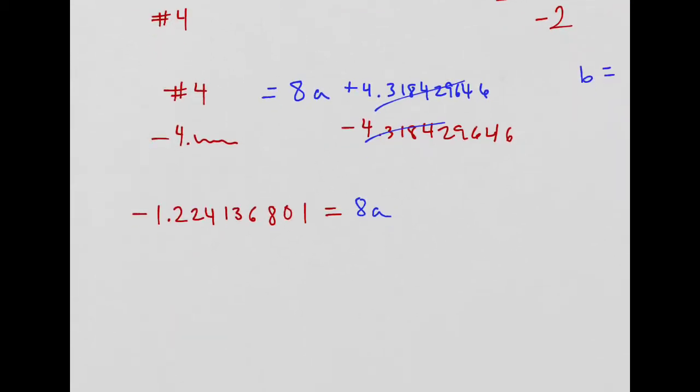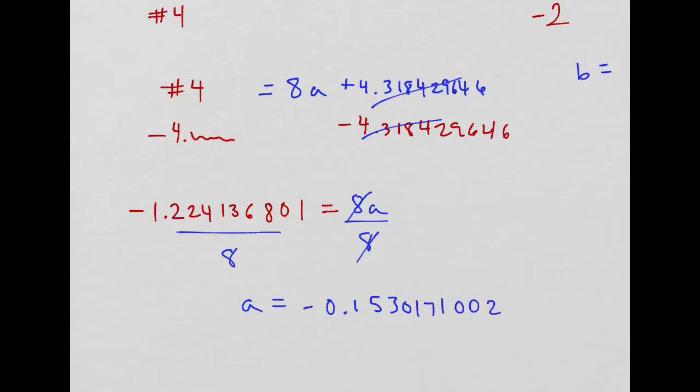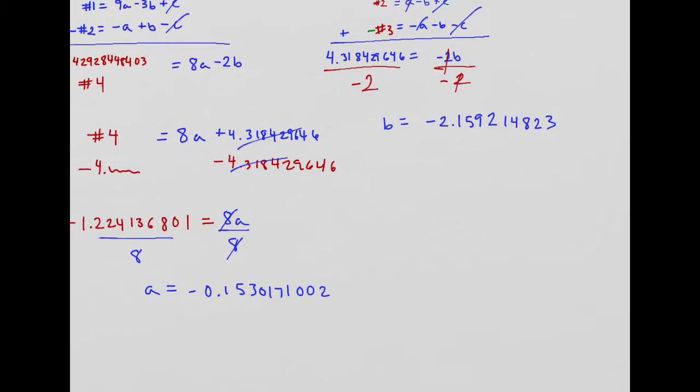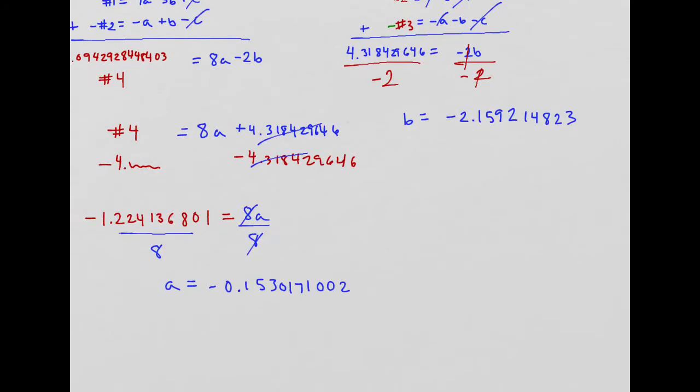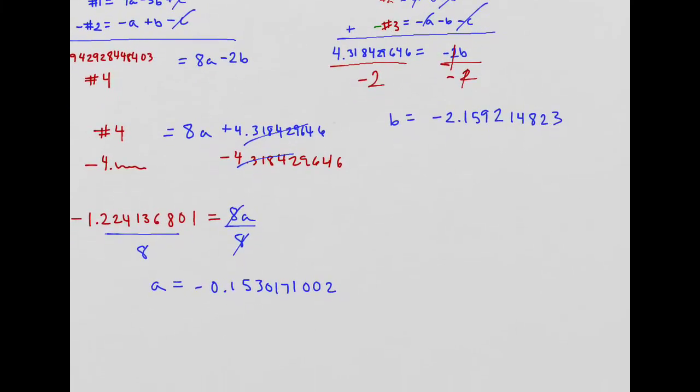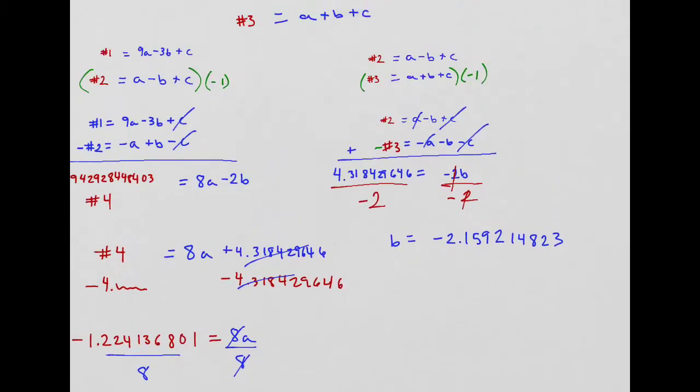And now I'll just divide by 8. I can do that easily in my calculator because this is already there. So I just say divide by 8. And that gives me negative 0.1530171002. So I have A and B. That's fantastic. Now I need C. We're almost done. We're at the home stretch. I have A and B. So I just plug it in and get C.